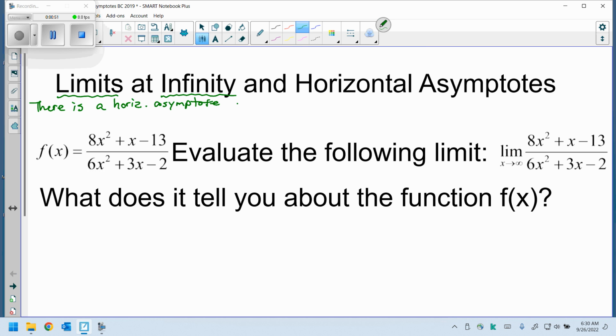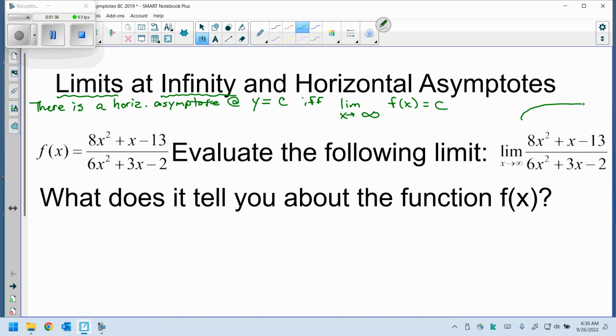Now horizontal is a y equals, where vertical is an x equals. So at y equals, well, let's call it c, if and only if the limit as x approaches infinity of f of x is equal to c. So if we get all the way out to infinity and we are approaching some number, some y value, we've got a horizontal asymptote.